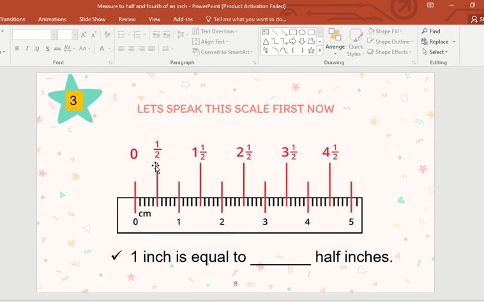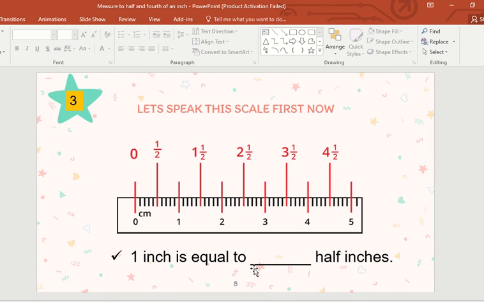Let's go next. Let's speak about this scale first. Between 0 and 1, this is the middle line. So between 0 and 1 inch, we'll say 1 by 2. Same for 1 and 2, this is the middle, 1 by 2, so 1 and 1 by 2. Between 2 and 3, this is the midpoint, the middle line, so it is half, so it will be 2.5. Between 3 and 4, 3.5, 4 and 5, 4.5.